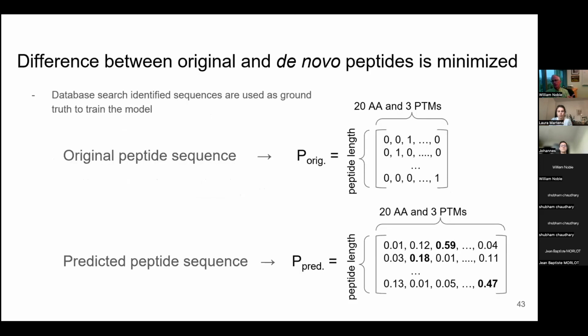So the loss is just a mean squared error kind of loss. We can represent the original peptide sequence as a matrix. It's kind of like a one-hot encoding, where each row is a position and each column is an amino acid. These are binary, and then the predicted peptide sequence is output as real numbers, and we get a mean squared error between the top matrix and the bottom matrix, and that becomes the loss.